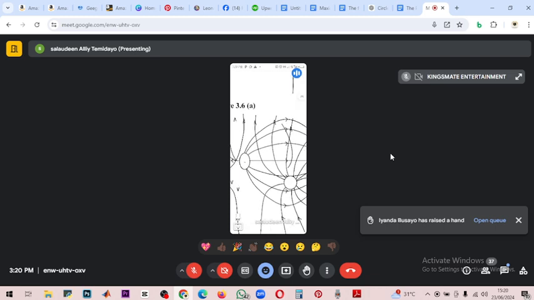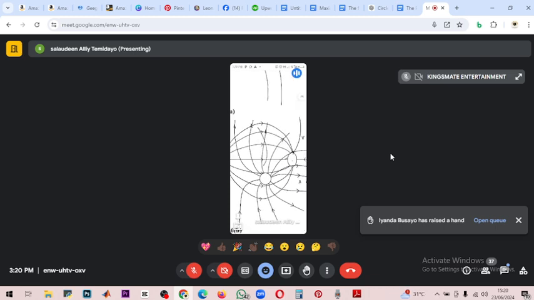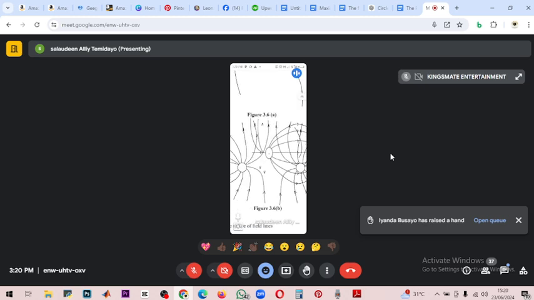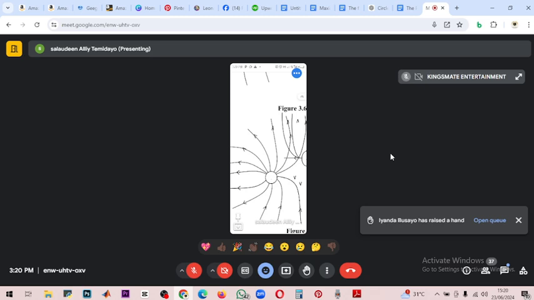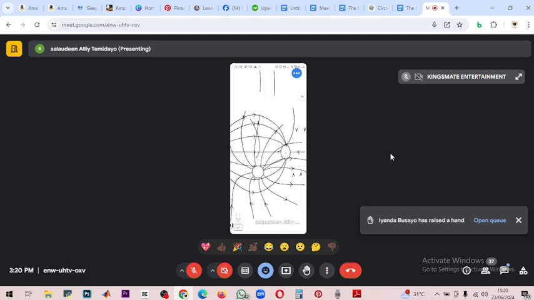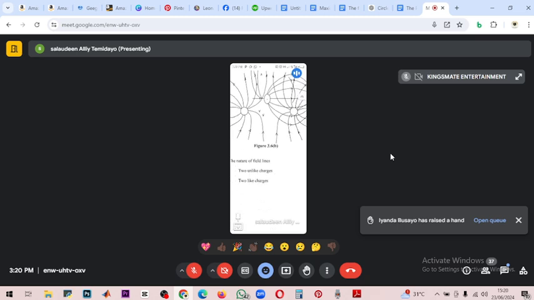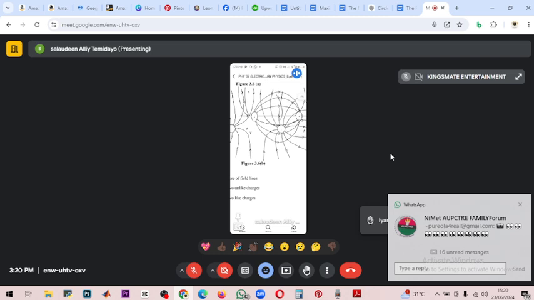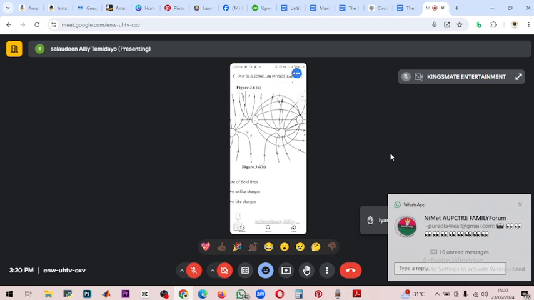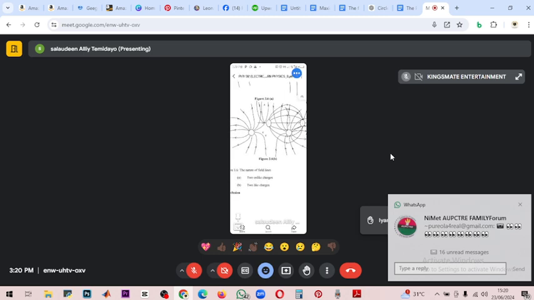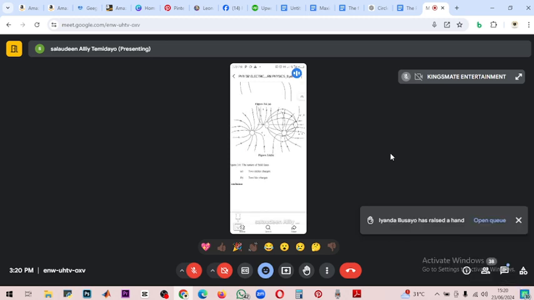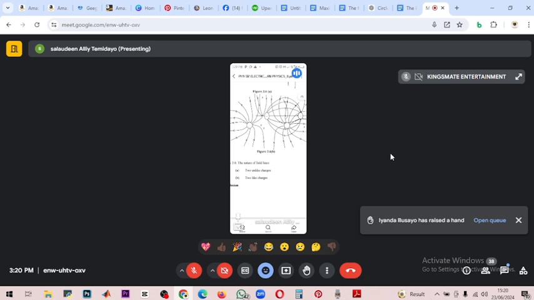Electron is moving from the positive charge to the negative charge, so they are going to meet. But when they repel each other, look at what we have here and the one under this one. They are not meeting each other. Instead, this one is going to the top, this one is going to the down. Instead of meeting each other, they are not meeting. So that explains that law again, the nature of field lines, two unlike charges and two like charges.